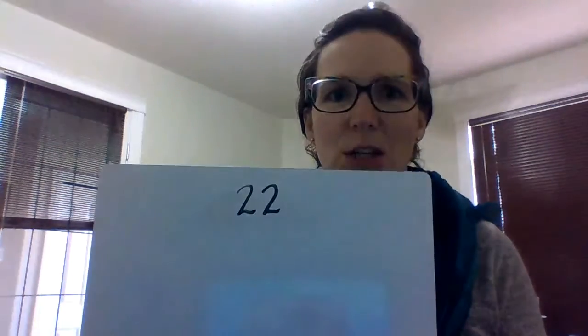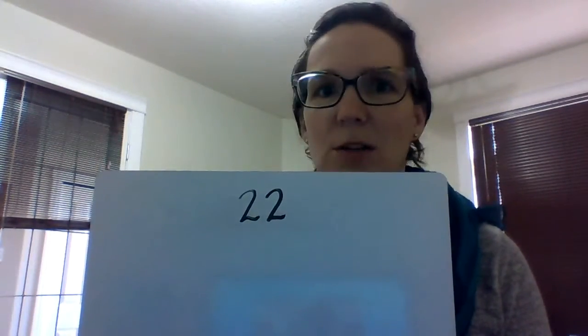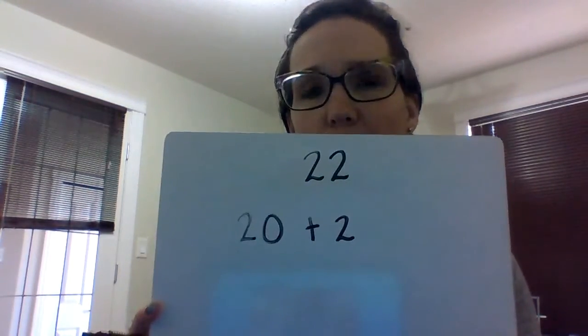I just showed you with money, so let's take a minute to show you with writing how you could break apart 22. So we saw that 22 is not 2 plus 2. 22 is 20 plus 2. So that's one way I could write it. I could also show it in a number bond. A number bond is just breaking apart the number and showing it.